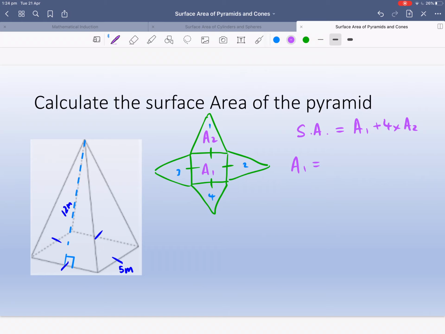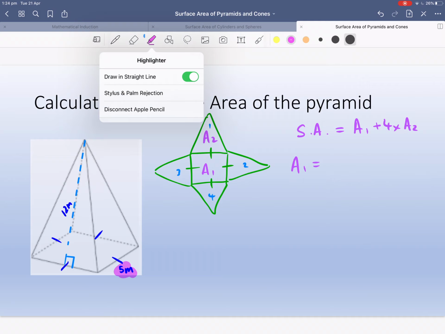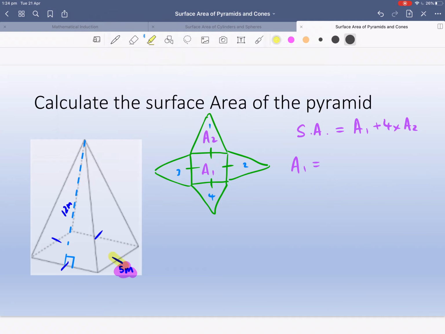Now area 1 is just a square and it's just base times height. Remember? Base times height. Now we know that base is 5. What's the height? Well, we actually know that these lines mean that they're exactly the same. So it's going to be base times height, and it'll be 5 times 5, which is 25. Now, what's our units? Meters, so it'd be meters squared. So that's what area 1 is.